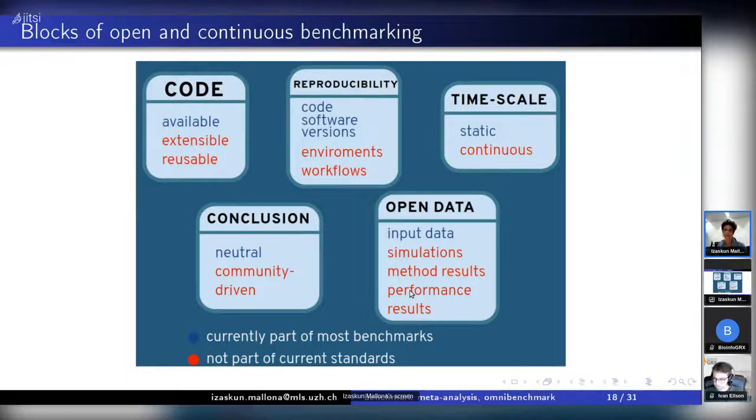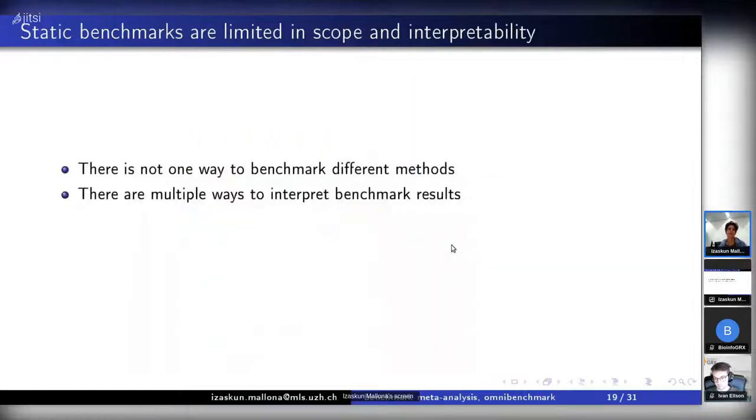And I'd say, just by the mass of the red boxes, the open data is the worst in this case. So this is the reason why we discussed the problems of the static benchmarks. The benchmarks could be done in many ways for different methods, so the interpretation is also very different, and depends on the user and the writer of the benchmark.